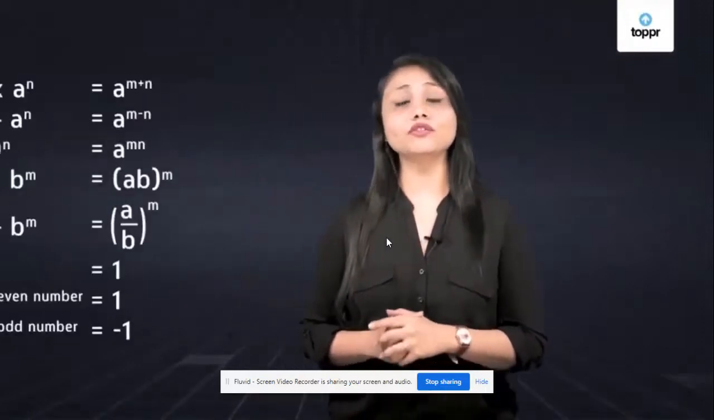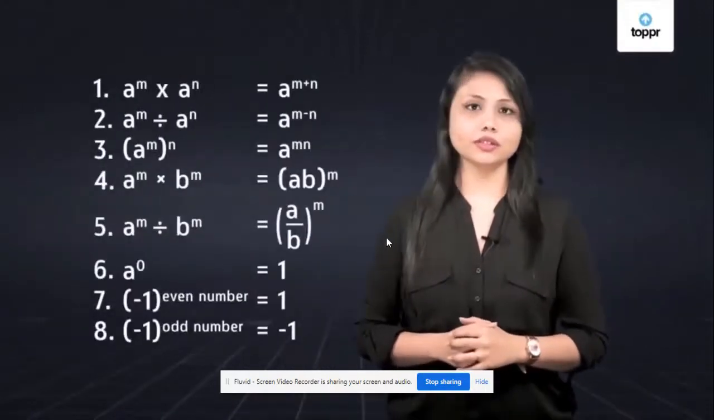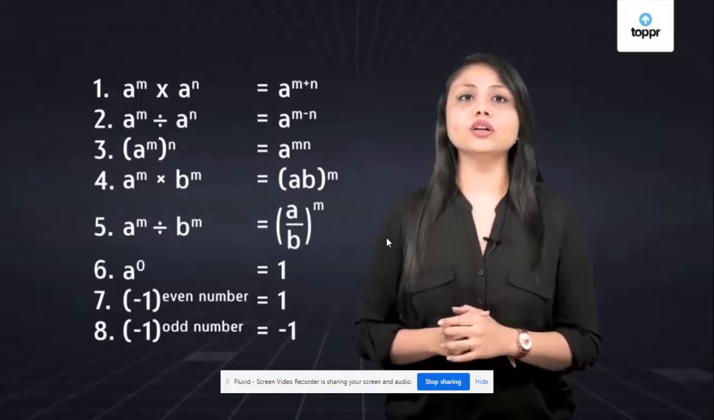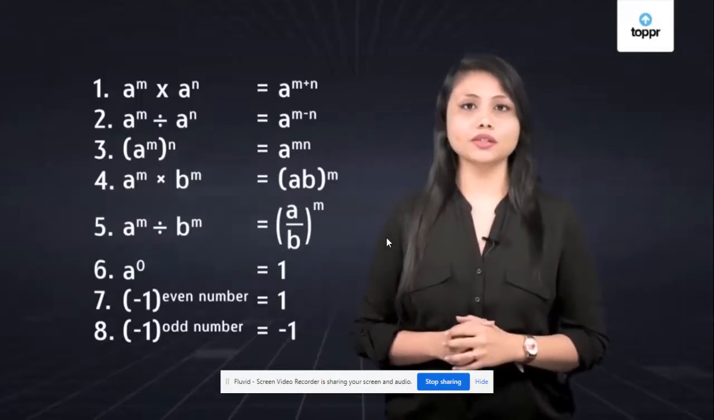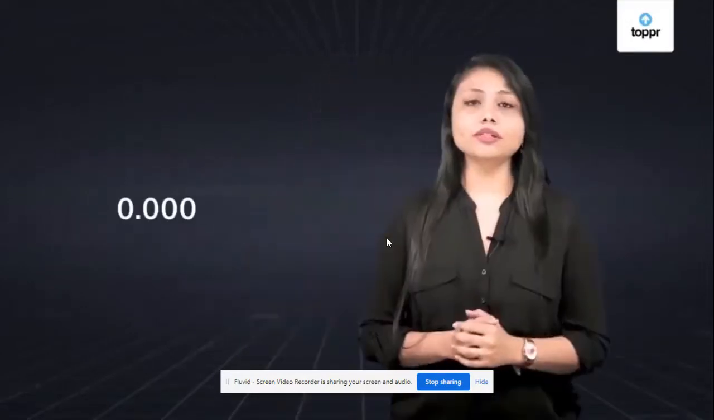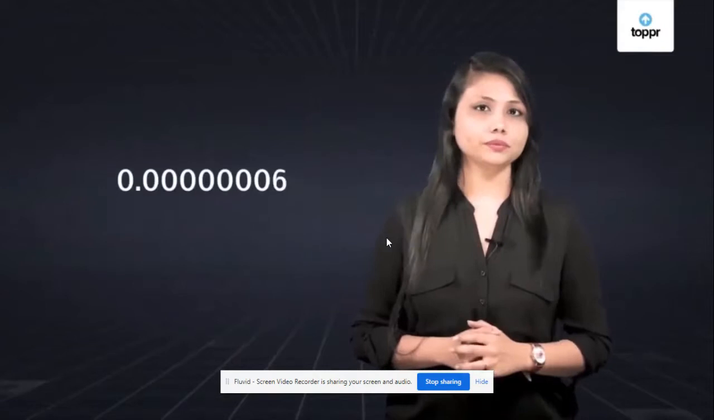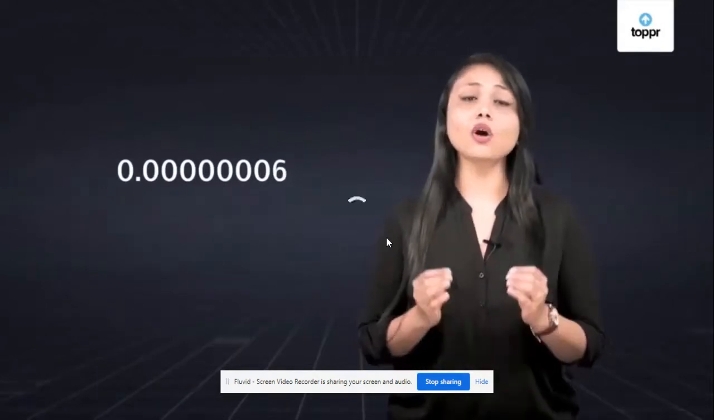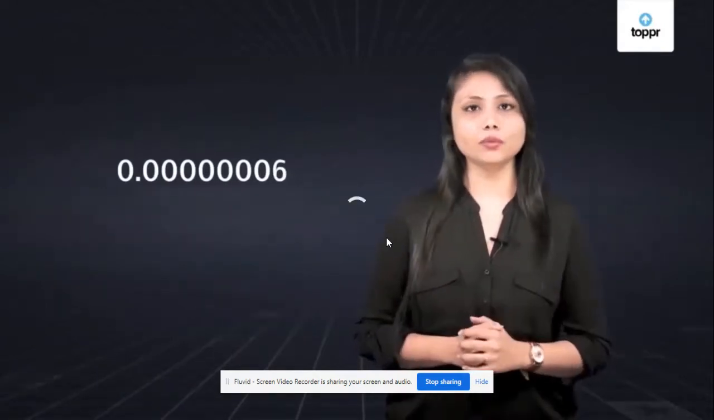In our previous sessions, we learnt about different laws of exponents and powers. We also learnt about the standard form of numbers. In this session, we will learn more about them. We know how to express large numbers in the standard form. Now, how about small numbers such as the number shown here? This number can also be expressed in the standard form.